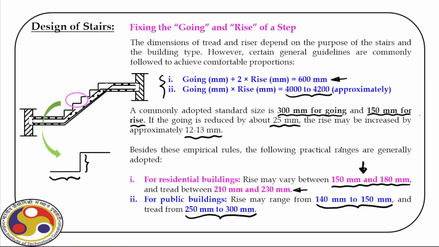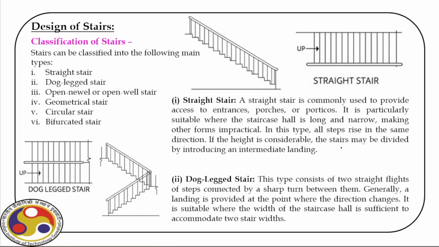Now, before we see the design of stair, let us see what are the different types of stair that we may encounter. Obviously, the first one is a single stair. If this is, say, the ground level and this is the first floor level, we have a single flight starting from the ground floor level to the first floor level. So this is a straight stair.